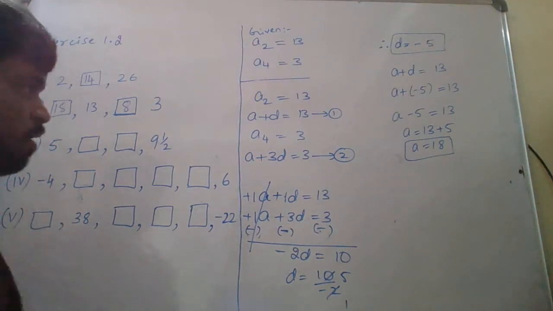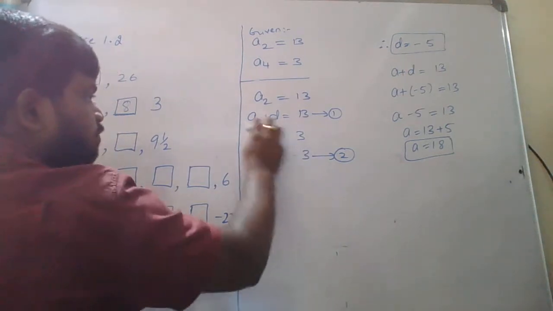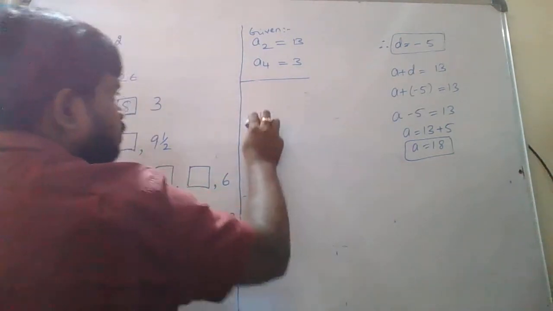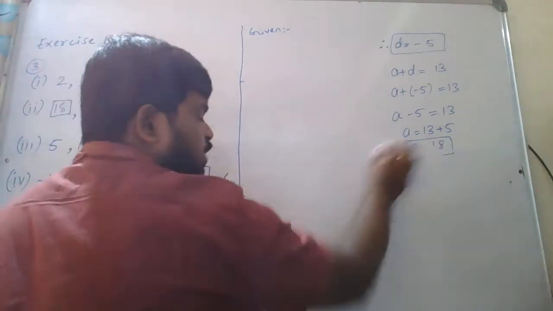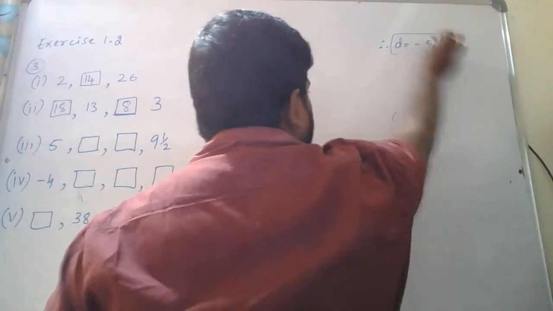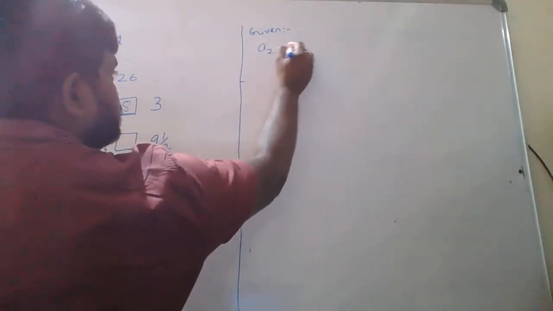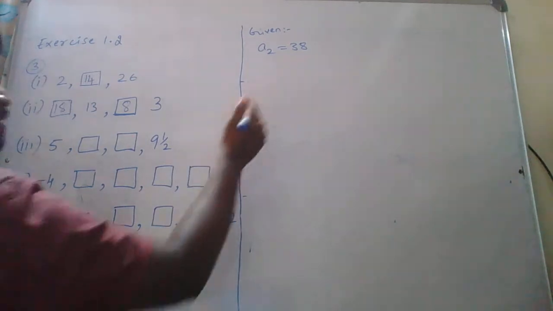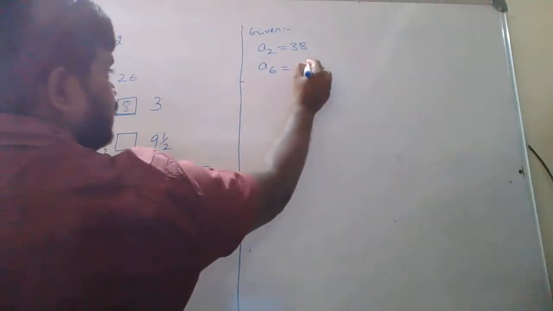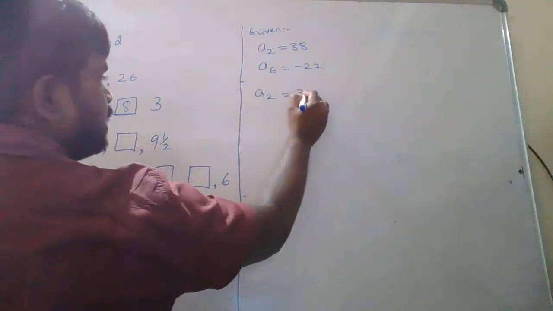Fifth question. Okay. So here, if you observe, we don't have the value of A and D, which means we will get two equations. When you don't know both, we will get two equations. Here, the second term is 38 and the sixth term is minus 22. Now let's do it.